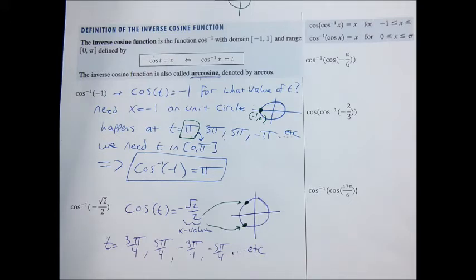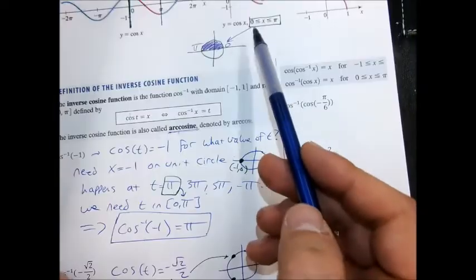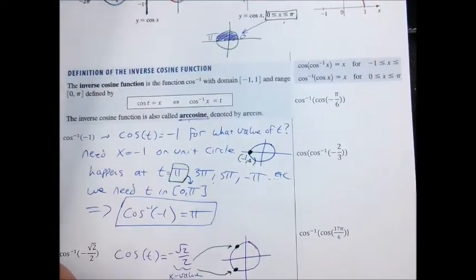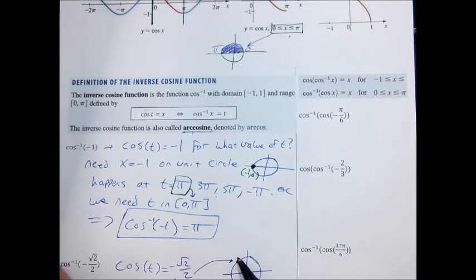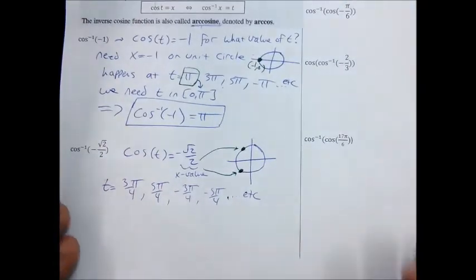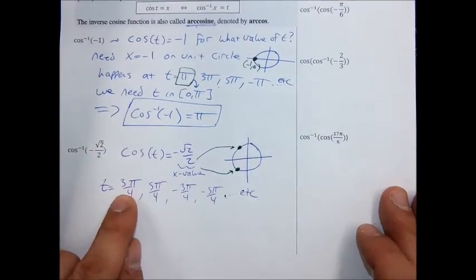And we want to pick the one that's between 0 and pi. Again, between 0 and pi is the one we want to think about. And so that means this top one, the one that's between 0 and pi. So which one is that? Yeah, 3 pi over 4 is the one that's between 0 and pi.